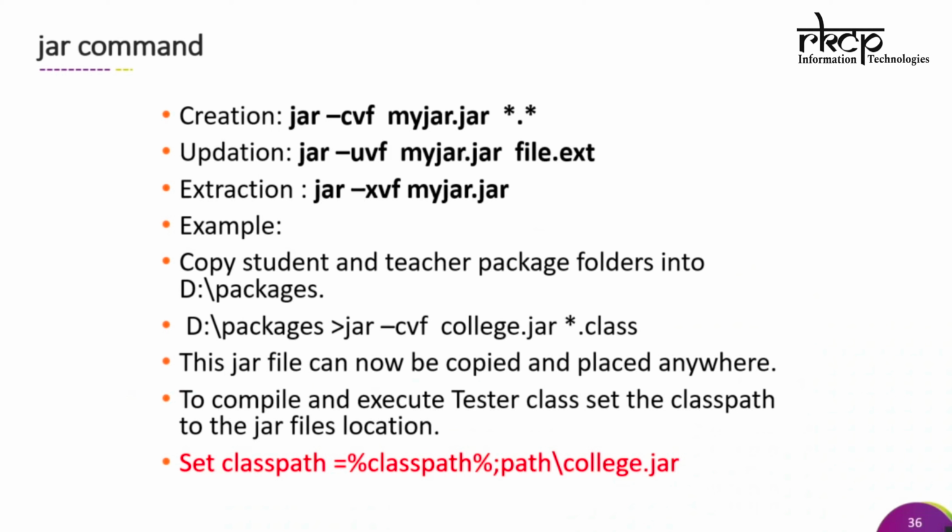Here is how to create a jar file. The command is jar -cvf, followed by the jar name. After that, inside the folder, whatever classes and packages are there, you write *.*, meaning all classes and all packages will be zipped inside my jar.jar. If you want to update the jar file, you use jar -uvf, and in this way you can add new data. If you want to extract the jar file, you use jar -xvf.